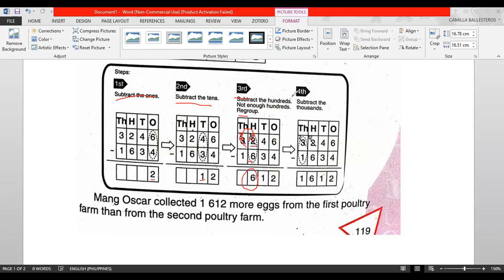Let's proceed to the fourth step. We're going to subtract the thousands. We already borrowed from 3, so 3 becomes 2 here. 2 minus 1, what's the answer? It's 1. So Mang Oscar collected 1,612 more eggs from the first poultry farm than from the second poultry farm. That is example number 1.